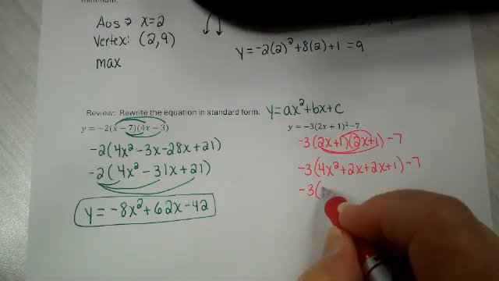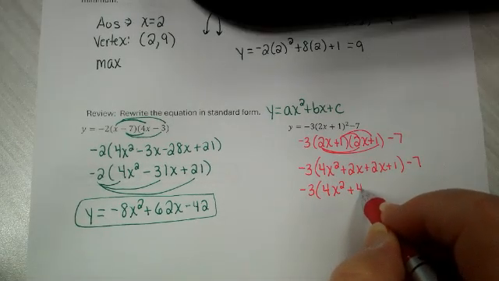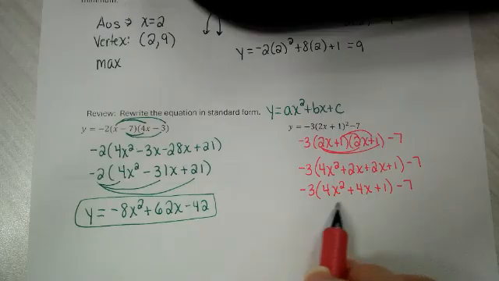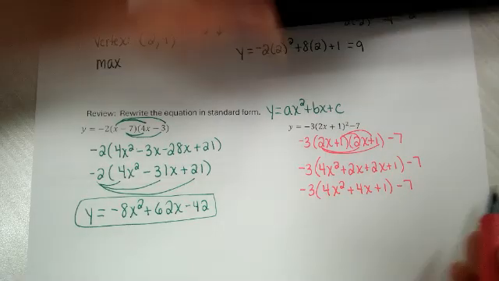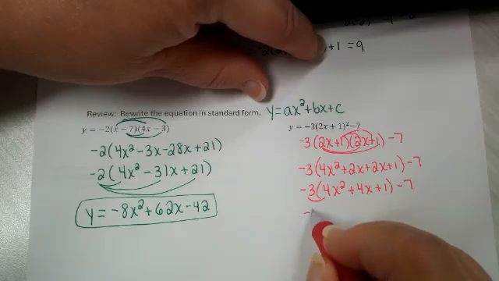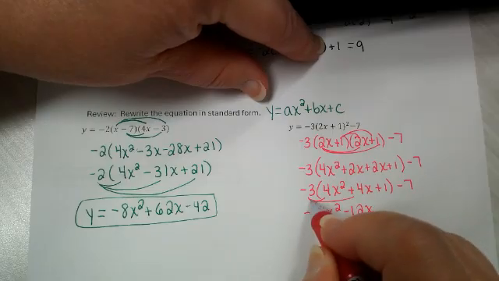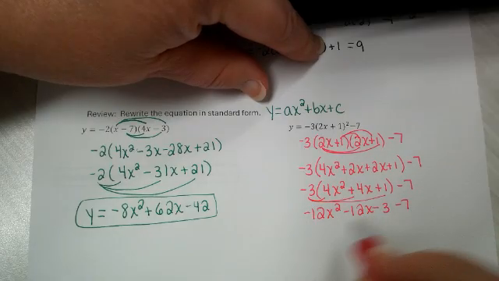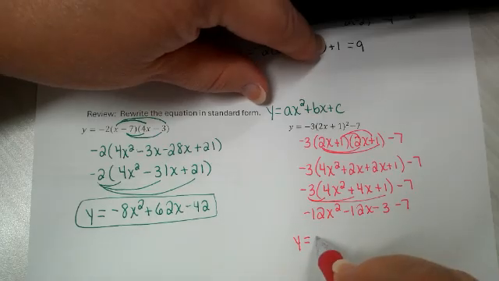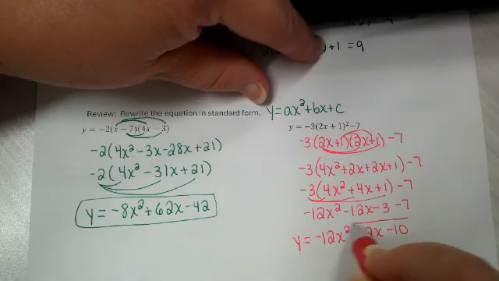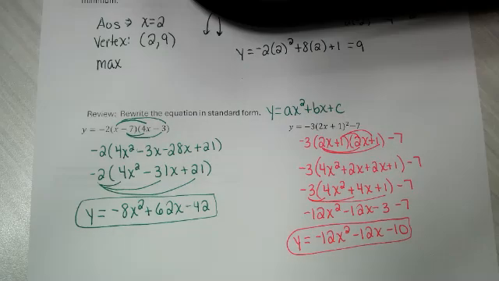So I've got -3, and then 4x squared plus 4x plus 1 minus 7. So I'm going to distribute my -3 into the parentheses, and then we'll subtract 7. So I've got -12x squared minus 12x minus 3 minus 7. Here we go. Final answer. -12x squared minus 12x, and -3 minus 7 is -10. That is the standard form of this equation. Now it's time for you to practice your transformations.